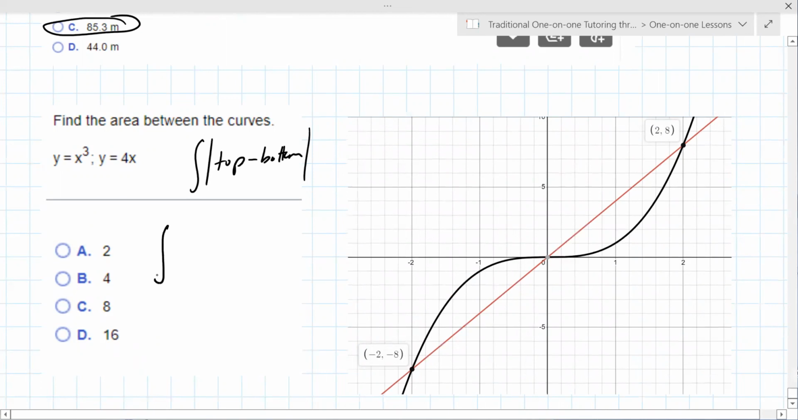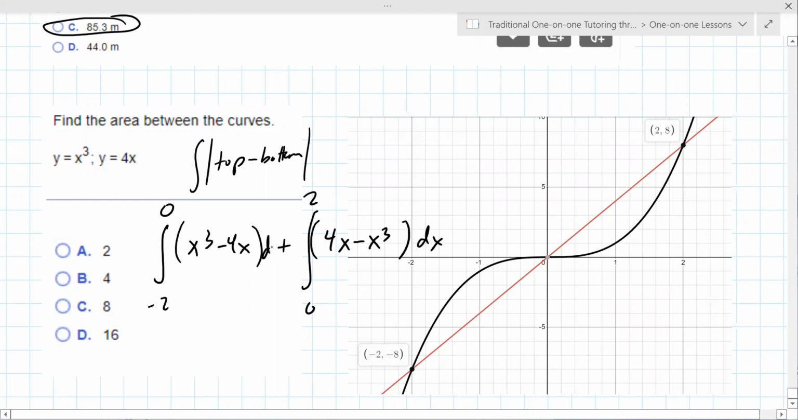But you're essentially integrating from -2 to 0, where your top is the x cubed and your bottom is the 4x. And then you can add to it 0 to 2, the top, which is 4x minus x cubed dx, like that. Or you can do the absolute value.